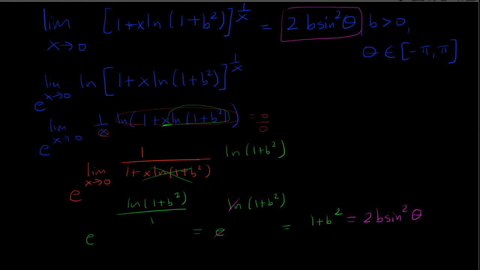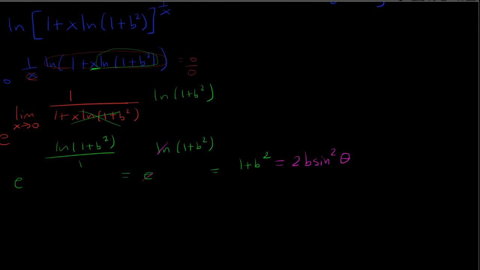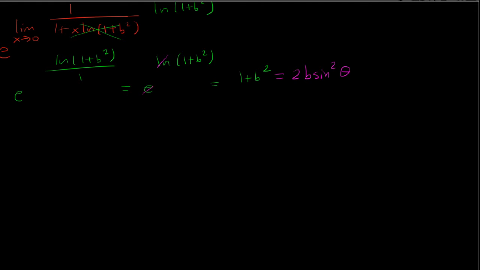So let's do some work there. Okay, I'm going to divide everything by b. So I'm going to get 1 over b plus b is equal to 2 sine squared theta. And I'm allowed to divide by b because we said b is positive. It can never be 0.